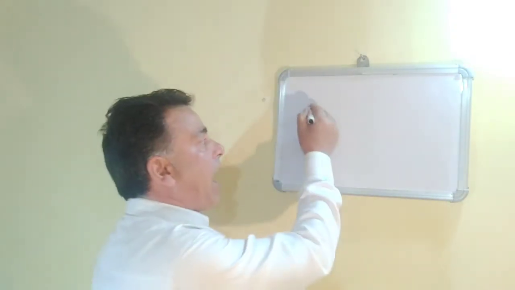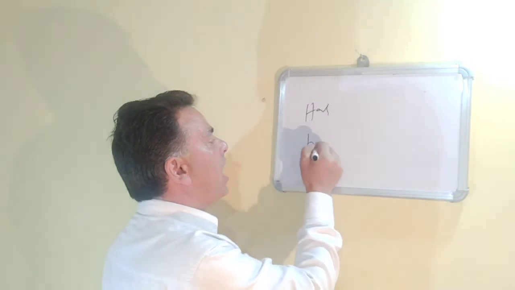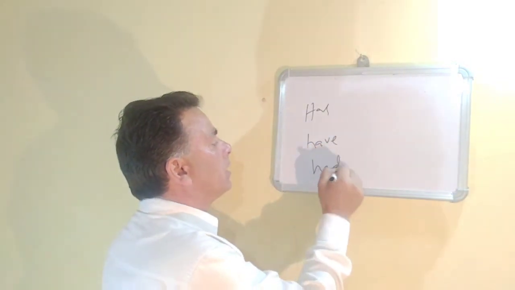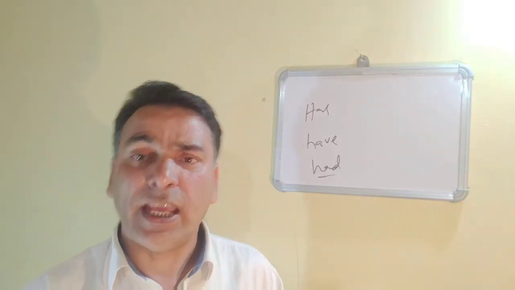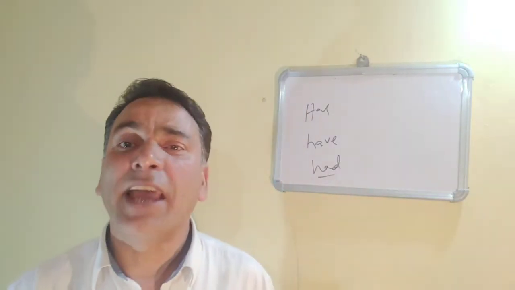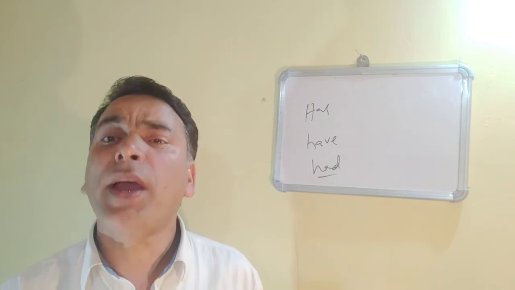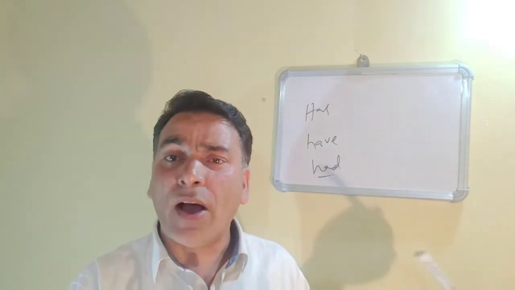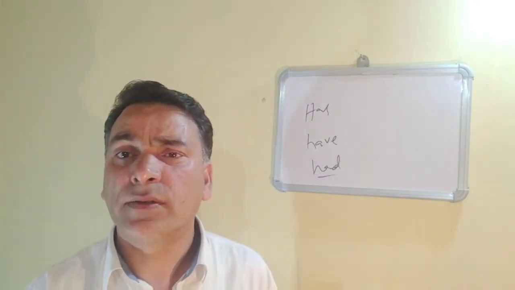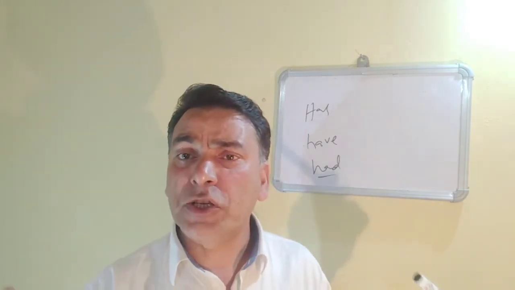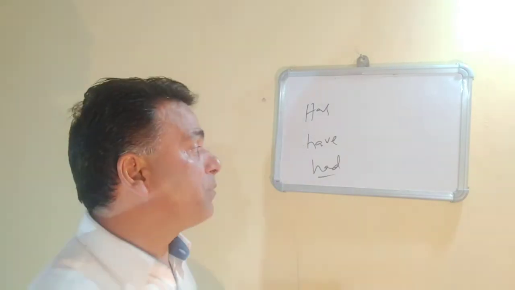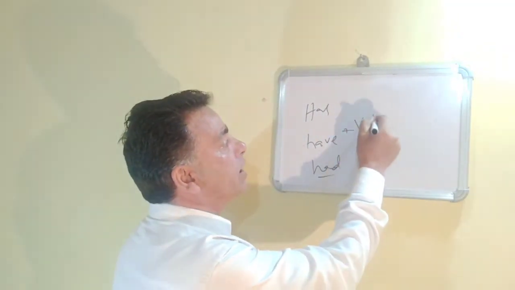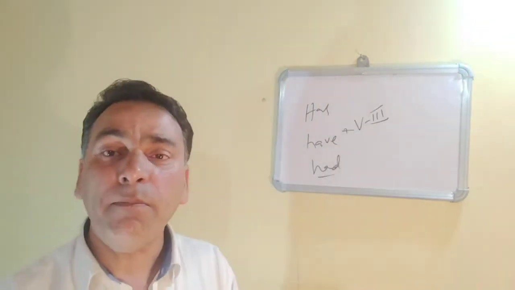Has, have, and had. They also function as auxiliaries, primary auxiliaries. They also function as what we call helping verbs. But when? When do they function as helping verbs? So simple and so plain to understand. They'll function as helping verbs when they have usually the third form of the verb with them.